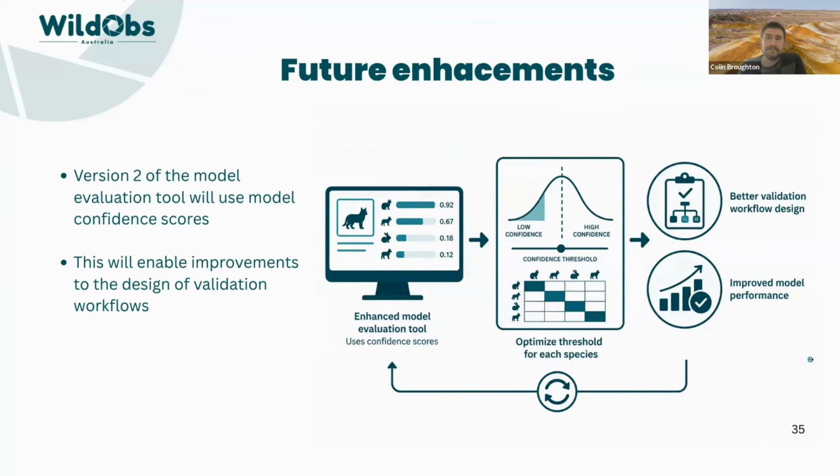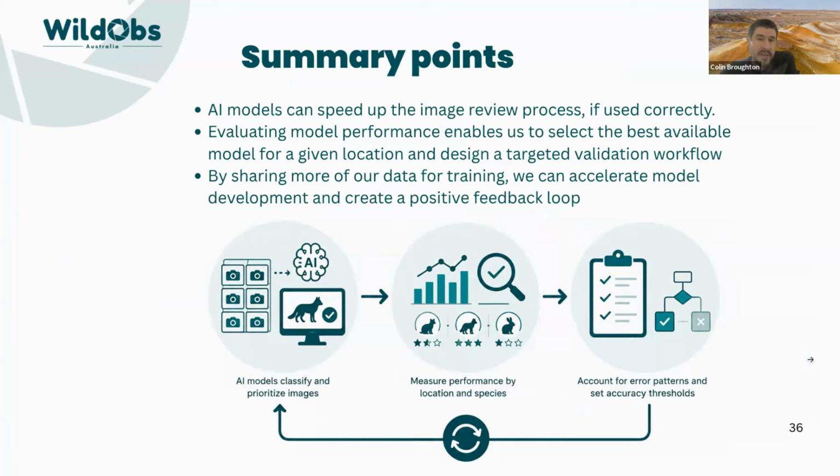So the summary points. We're finding that the AI models can significantly speed up the image review process if we use them correctly. And evaluating the model performance enables us to select the best model available for a given location and the set of species, and to design that targeted validation workflow to account for the errors in the model. And by sharing more of our data for training purposes, we can create that positive feedback loop and accelerate model development.